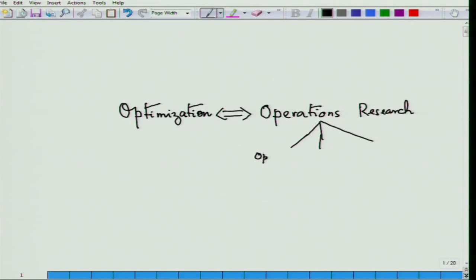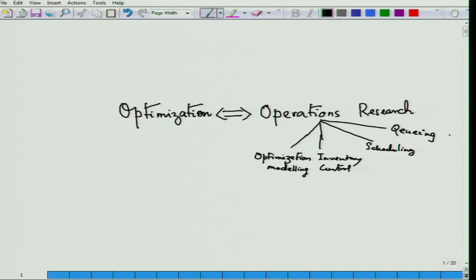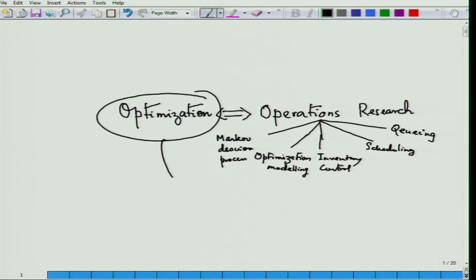For example, there is optimization modeling here in OR. There is, for example, inventory control. There is scheduling. There is queuing theory. So, there are many aspects of operations research. For example, Markov decision processes can be also taken as a part of operations research. So, these are the tools which people in business need, business school need. It is not the tools which every other thing needs. For example, a problem in physics would not need to be bothered about inventory control. So, optimization is a subject which is feeding these problems in business or operations research.